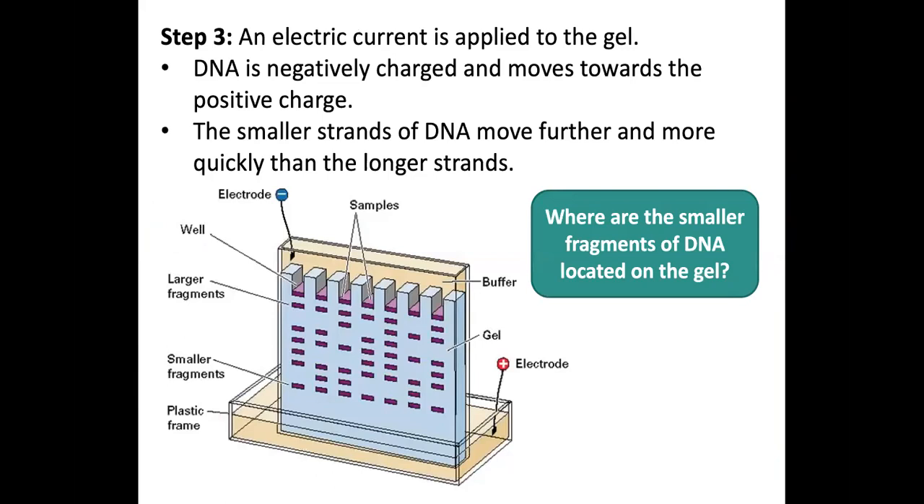So here's where the electric current is applied, and it separates the DNA by size. So DNA is actually negatively charged, so it's going to move towards the positive charge, okay? So the smaller strands of DNA are going to move further and a lot more quickly than the longer strands.